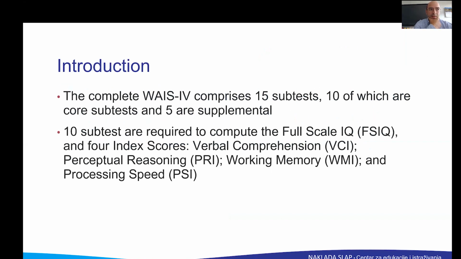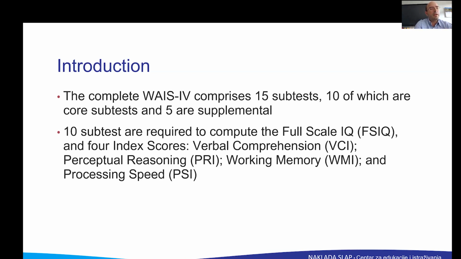So let's go. The Wechsler Adult Intelligence Scale 4 incorporates several significant changes compared to the WAIS-3. The complete WAIS-4 comprises 15 subtests, 10 of which are core subtests required to compute the full-scale IQ, and 4 index scores that measure specific domains of cognitive functioning.